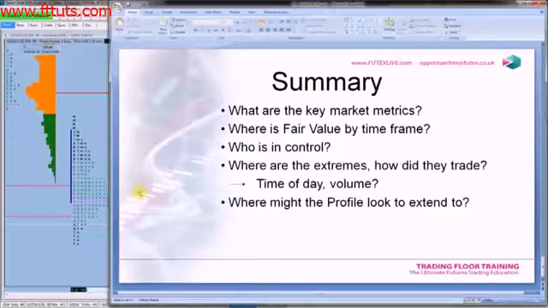Who is in control? At the moment, the sellers are marginally controlling the Bund because we've seen 3 days of selling tails, but 3 bad lows. So the sellers are just ever so slightly in control. Not aggressively, just ever so slightly. What are the extremes? How did they trade? Were they bad highs? Were they bad lows? Were they good tails? And where might the profile look to extend to?